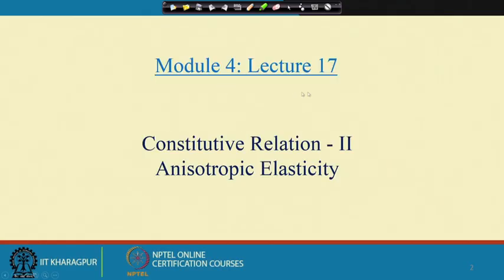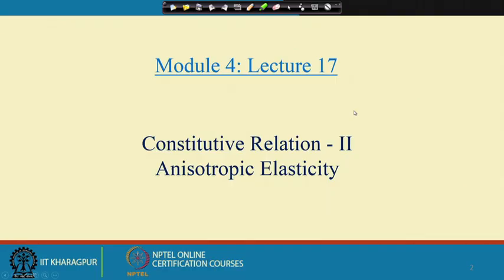Today we will start module 4, which is the constitutive relation itself. In this module we will be discussing isotropic elasticity and the constitutive behavior of composites. In the last class we derived the monoclinic and triclinic materials.